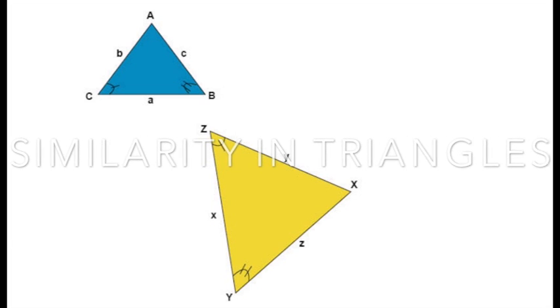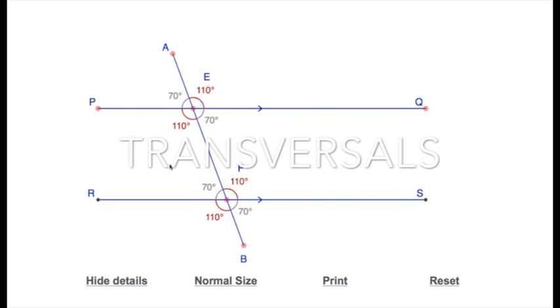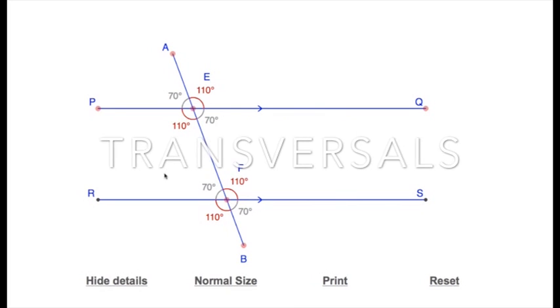Two triangles are similar to each other if they have the exact same shape, but not necessarily the same size. If two angles are equal between two triangles, they are similar. Moving on, we are now going to talk about the top triangle theorem.